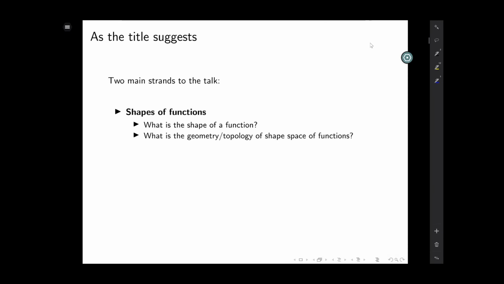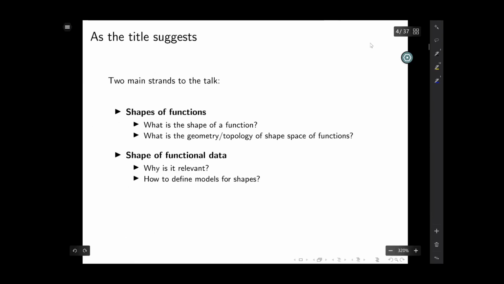As the title suggests, there are two main strands to this talk. One is what we mean by a shape of a function. What does it mean? Intuitively, we all understand what it means. At least we think we do. So we can formalize that and then look at the geometry of the space of such shapes in some sense.